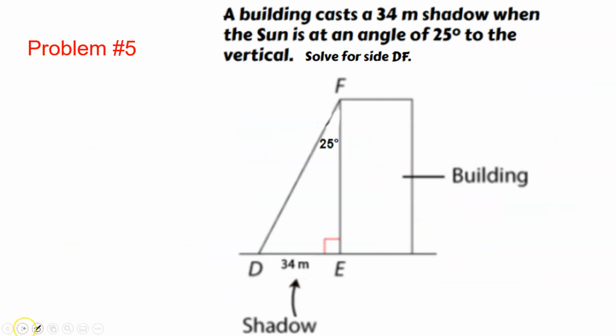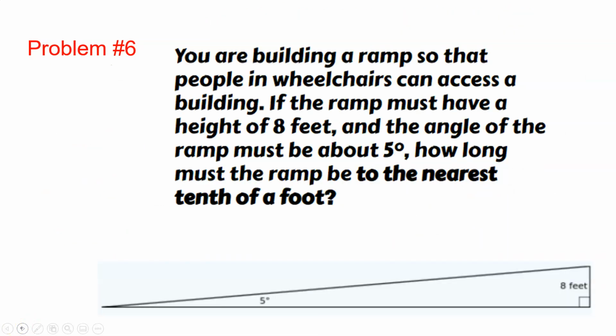So number 5, we did that in class together. Number 6, take a look at number 6. It says we are building a ramp so that people in wheelchairs can access a building. If the ramp must have a height of 8 feet, the height here is 8 feet. They label that for us. And the angle of the ramp must be about 5 degrees. We don't want something super steep, or else people are not going to be able to go up that ramp. How long must the ramp be to the nearest tenth of a foot?